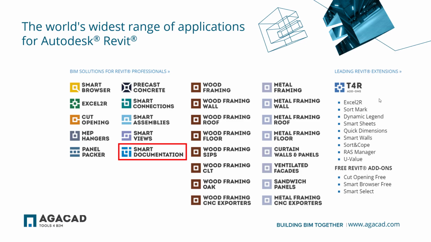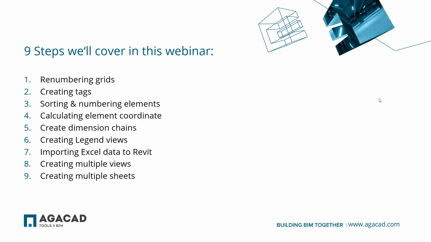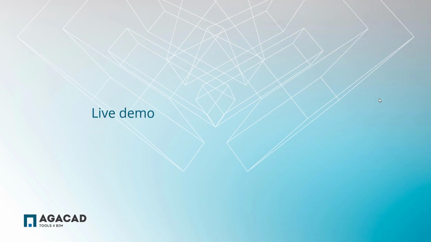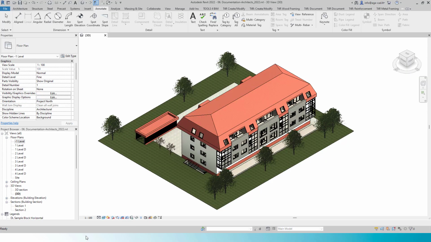Here you can see all of our tools and solutions. They're really covering a lot in Revit, starting from modeling to managing data and to documentation. And that's what we are going to talk about today, about Smart Documentation Tool. And during the webinar, I will cover 9 steps that can benefit you as an architect, as we are focusing on architects today. Let's jump to the demonstration.